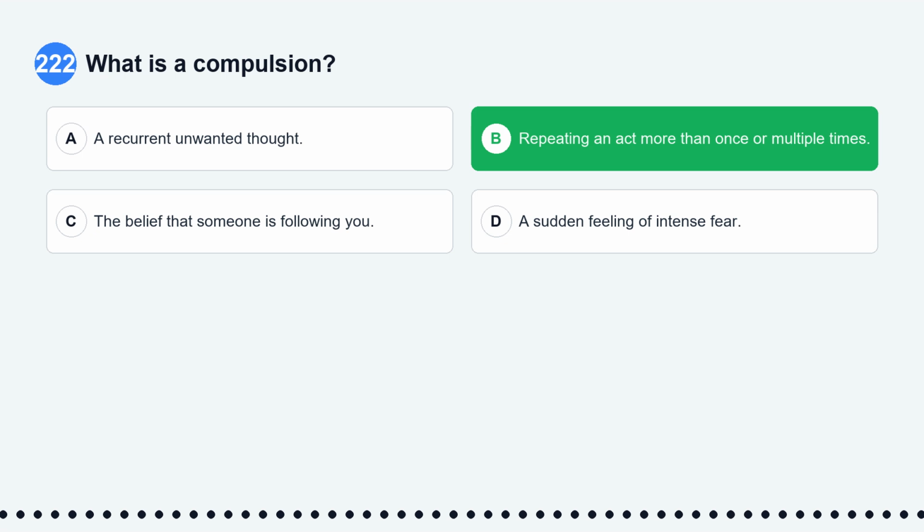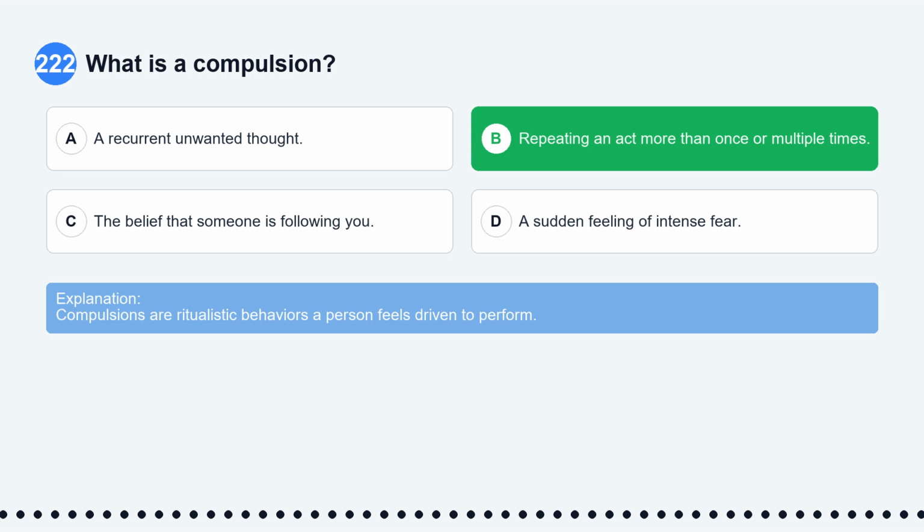The correct answer is option B. Repeating an act more than once or multiple times. Compulsions are ritualistic behaviors a person feels driven to perform.